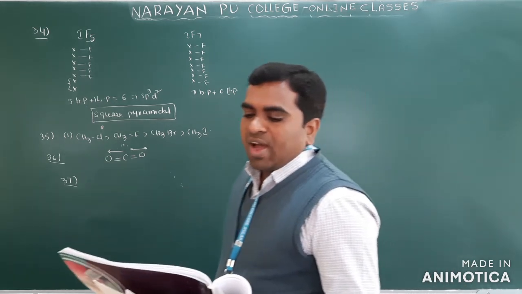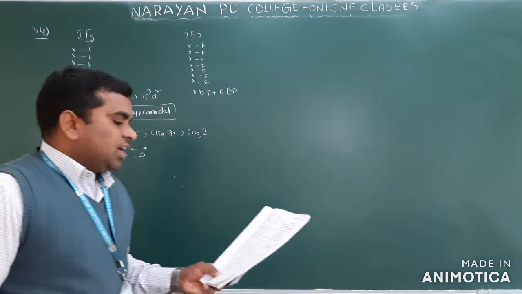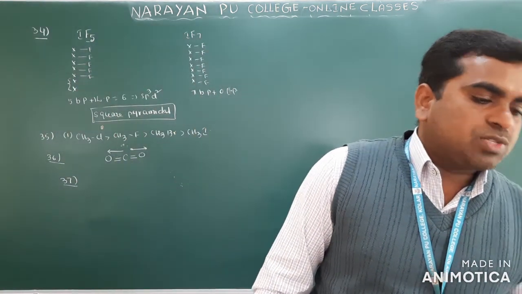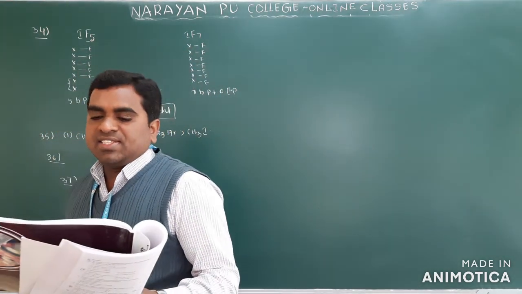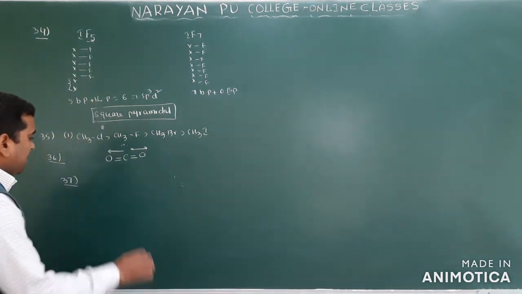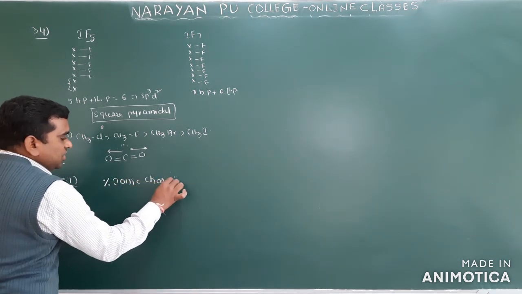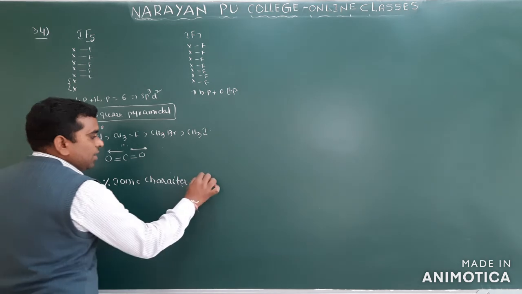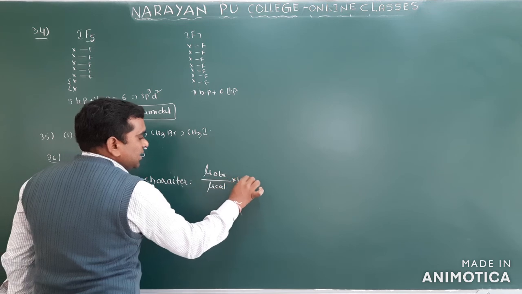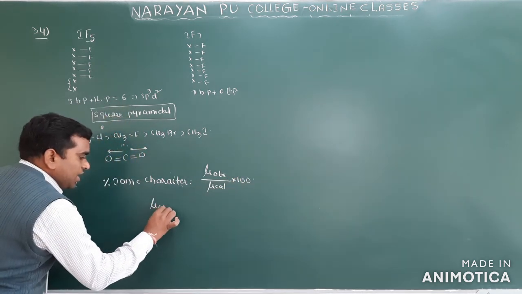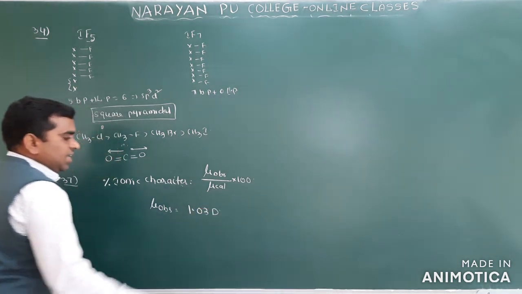The experimental value of the dipole moment of HCl is 1.03 D. The length of the HCl bond is 1.275 angstrom. What is the percentage of ionic character in HCl? I already mentioned the formula for calculating the percentage of ionic character: mu observed divided by mu calculated, into 100. Mu observed they have already given, 1.03 D.